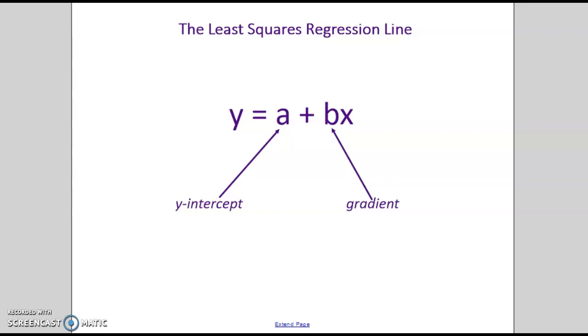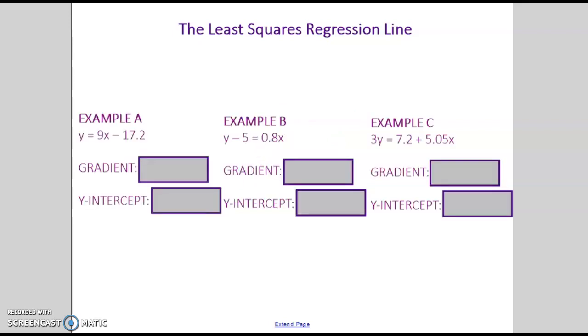So I've put 3 examples underneath there. I've tried to pick slightly harder examples so you can identify the gradient and the intercept from more complex situations, because hopefully if it was written as y equals 4 plus 2x, you could easily tell me that 4 was the intercept and 2 was the gradient.